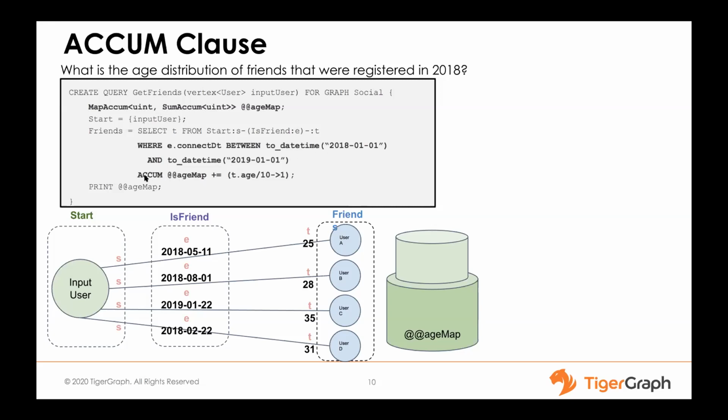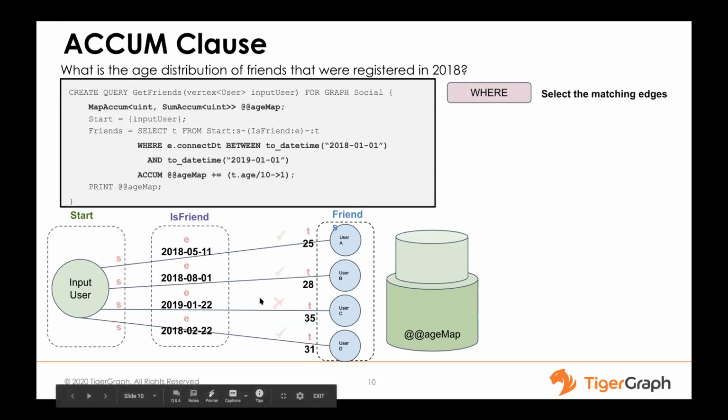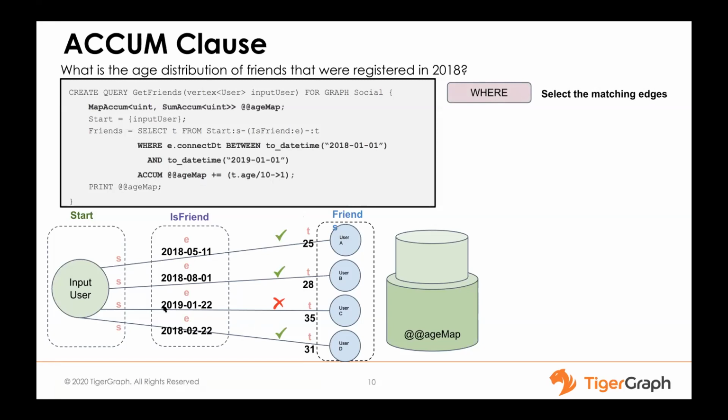Then we populate the map in the accum clause. If we look at this accum clause, it happens on all the edges selected. These are the edges; these 4 edges are the edges being selected. The first thing executed is the where clause. The where clause happens on all the edges, right? And it filters out the edge having the attribute, for example this date. The connect date is 2019, so this one is filtered out. Now we are left with only these 3 edges, which will execute the logic defined in the accum clause, in parallel.